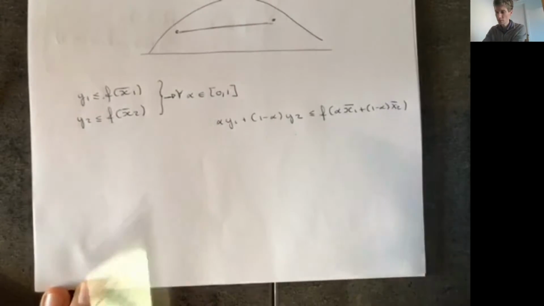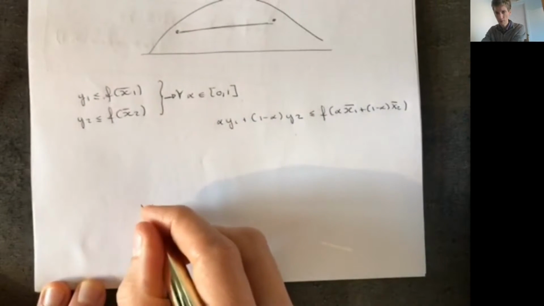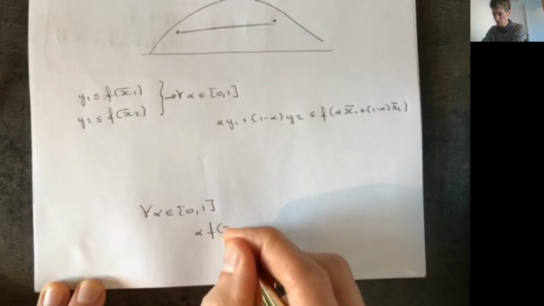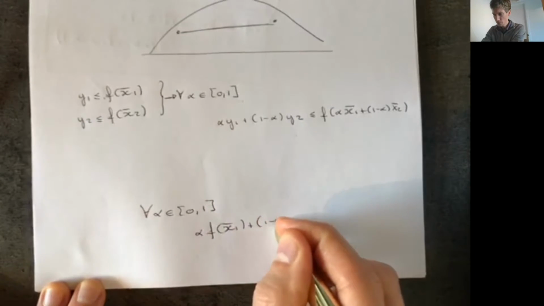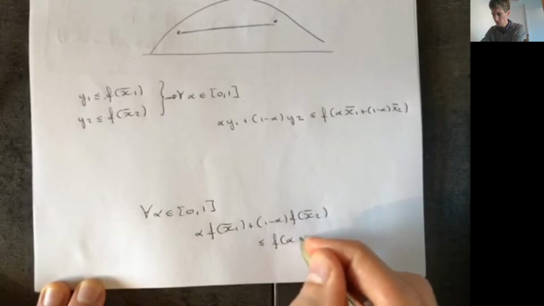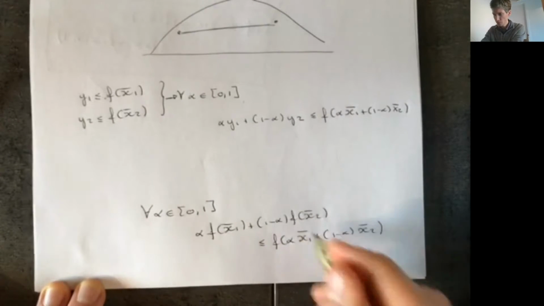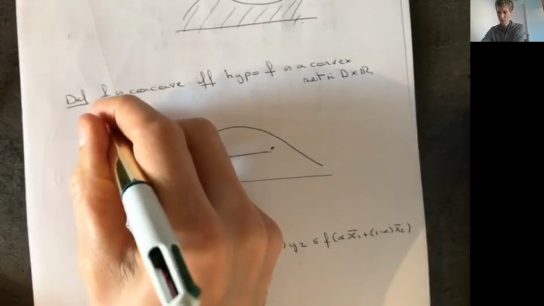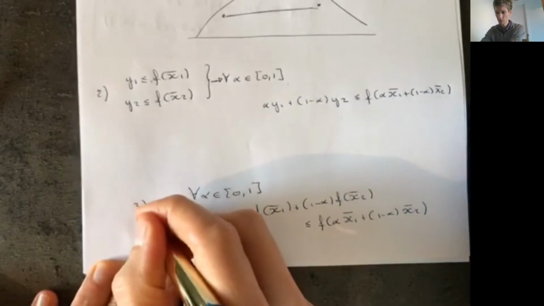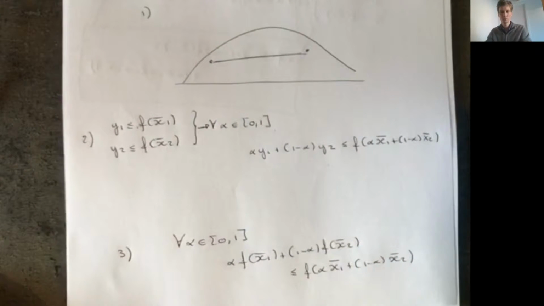And as we did for convexity, we can take the special case where y1 is equal to f of x1 and y2 is equal to f of x2. Then we have the definition that for all alpha between 0 and 1, alpha f of x1 plus 1 minus alpha f of x2 is lower or equal to f of alpha x1 plus 1 minus alpha x2. So this is the first definition, you can call this a second definition of concavity, and this is the third definition of concavity. And you can show that all of these three definitions are equivalent to each other.